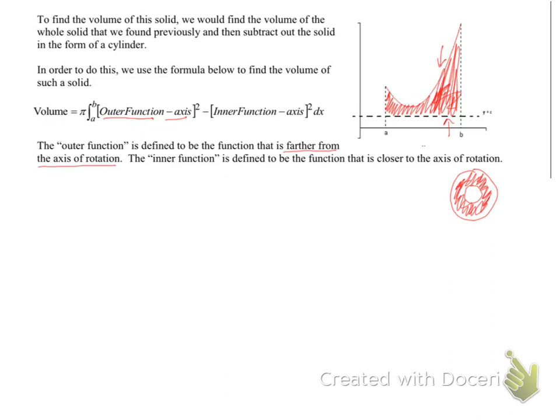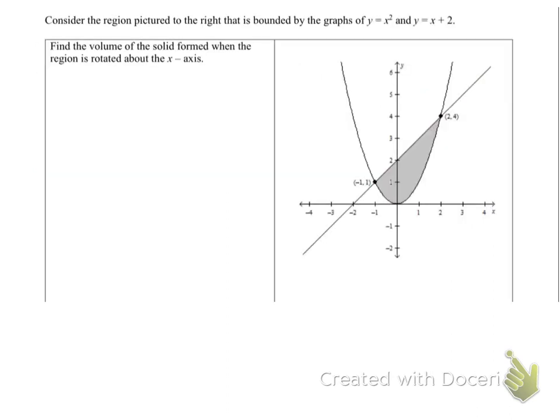So, let's just look at an example. Consider the region pictured to the right that is bounded by the graph of y equals x squared and y equals x plus 2. Find the volume of the solid formed when the region is rotated around the x-axis. Okay, so remember, the volume is pi, the integral.